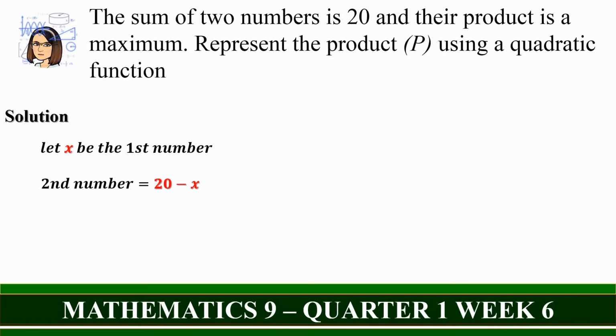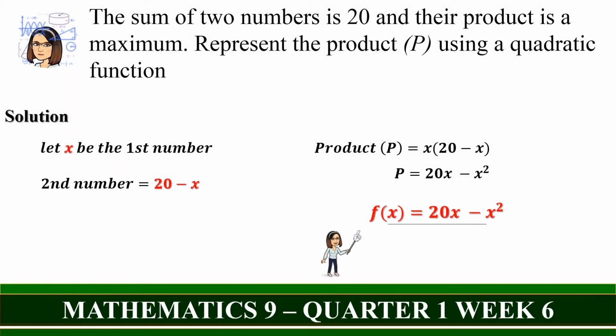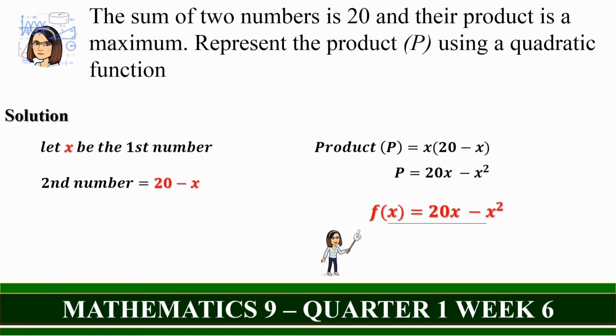We need to represent their product using a quadratic function. The solution is product p equals the first number x multiplied by the second number 20 minus x. We get 20x minus x squared. Change p to f of x, therefore the answer is f of x equals 20x minus x squared.